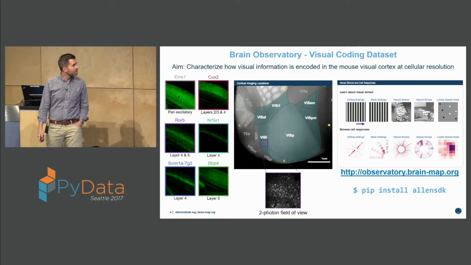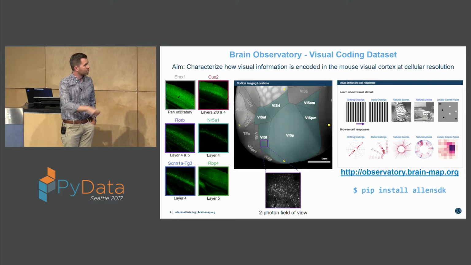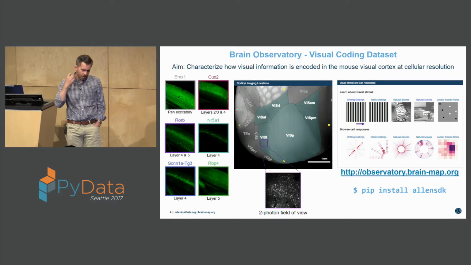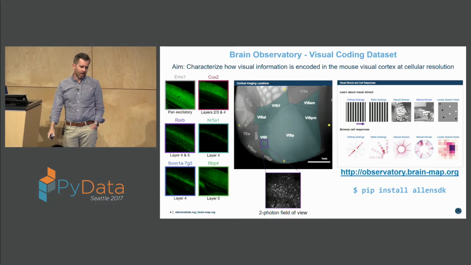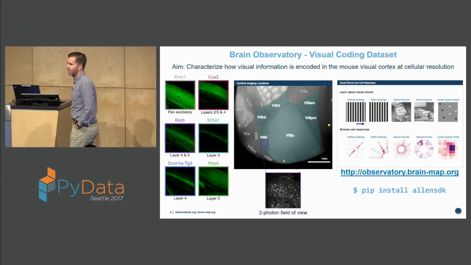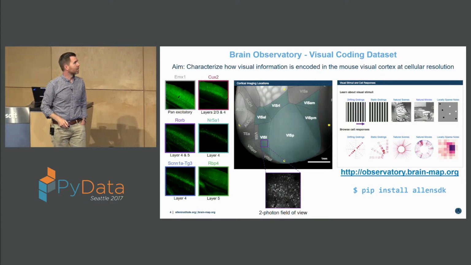And ultimately, all of this data is released online free for you to use. If you go to observatory.brainmap.org, you can browse this data yourself right now. If you do pip install allensdk, then you have our entire data set of 40,000 neurons at your fingertips.